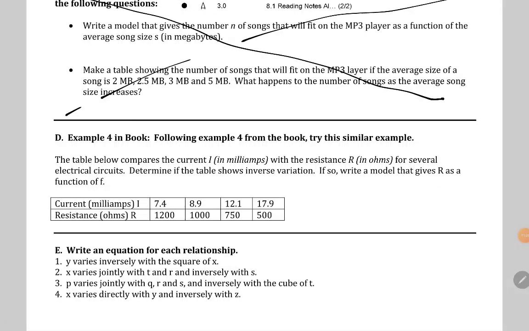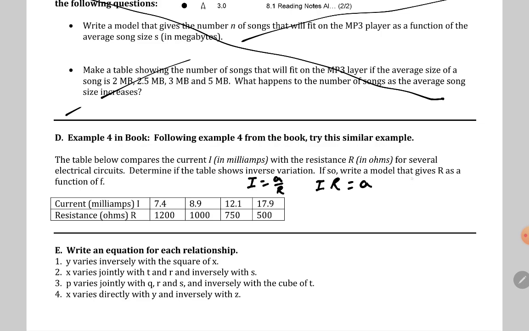So, example D. The table below compares the current with the resistance for several electrical circuits. Determine if the table shows inverse variation. So if they show inverse variation, that means if we multiplied them together, there is a constant value. So if I multiply I and R together, they should get around or the exact same number.